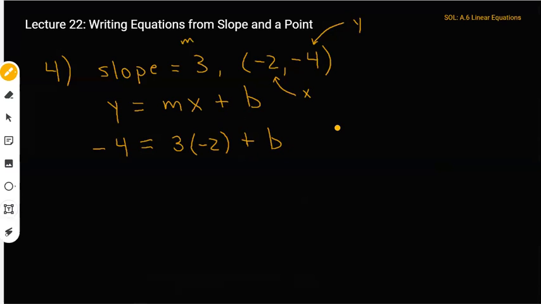But now I have all the information that I need to figure out what b is. So I know that 3 times -2 is going to give me -6 if I multiply. Now I need to get b by itself. I can do that by getting rid of the -6 somehow. And the way I do that is by adding 6 to both sides.